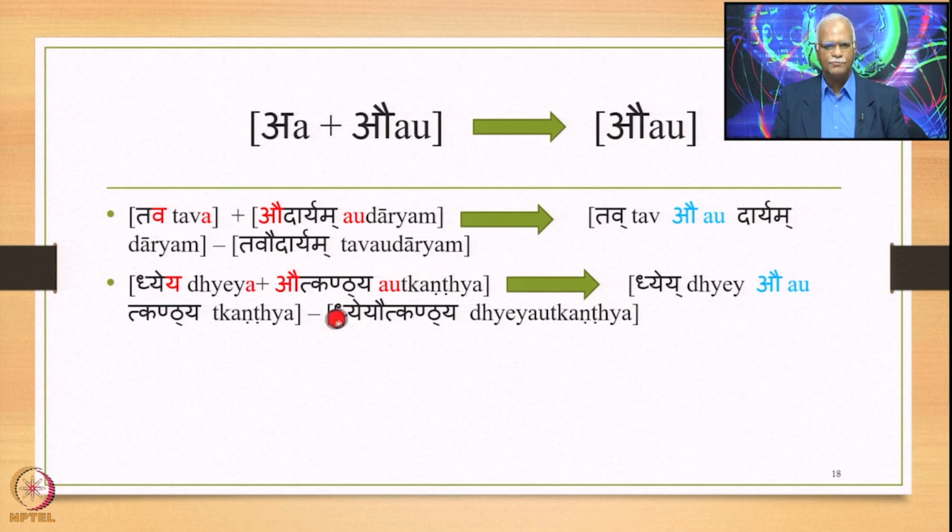Now, if we look at the example of a compound, we see that dheya is the first word, outkanthya is the second word. We have a coming at the end of this first pada, au coming at the beginning of this second pada. So, we have a followed by au in the Samhita mode. So, 6188 applies and the output generated is dheya, au and tkanthya. When we join them together, we get dhyeyautkanthya.